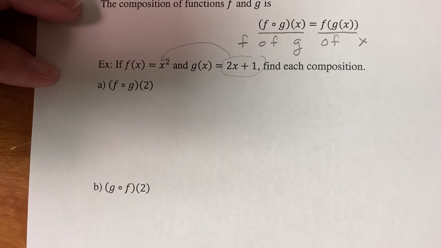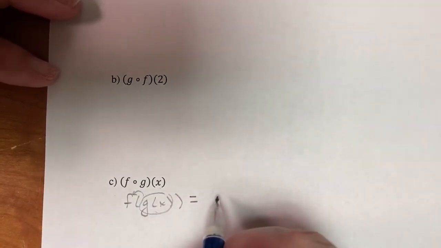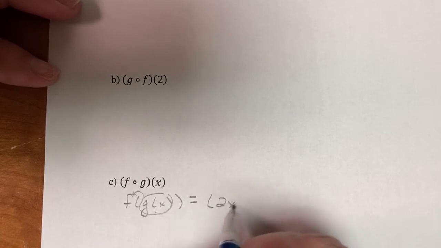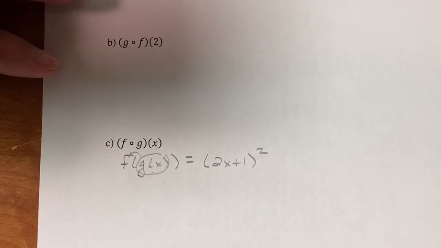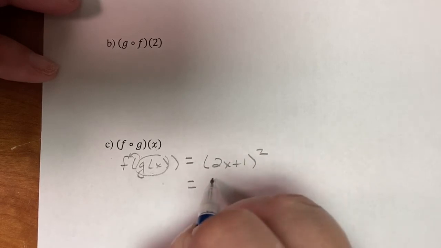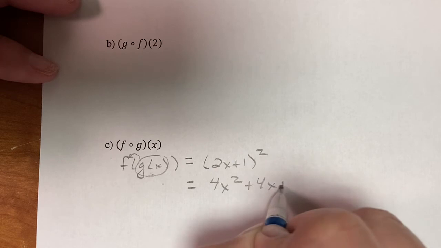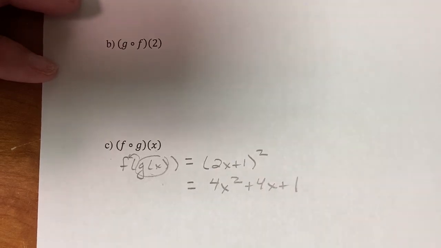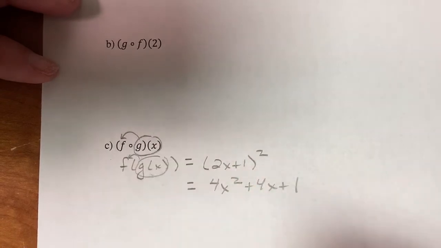So if I want f of g of x, I'm going to plug in 2x plus 1 into x in my f function. I took my g and I plugged it into my f. And then, of course, you'd have to FOIL this out. So it would be 4x squared plus 4x plus 1 if you FOIL it out. That is f of g of x. And again, I took my g and I plugged it into my f.